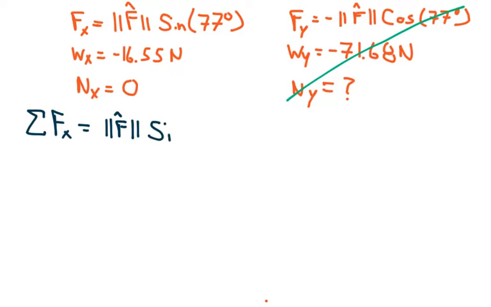times sine of 77 degrees, okay, plus the weight in the x direction, so plus negative 16.55. Now remember, I'm not using just negative 16.55. I'm using all the digits that showed up on my calculator, but it's plus a negative, so it's actually going to be subtracting. So minus 16.55 newtons, and then plus 0 for the normal force in the x direction, plus 0. And all of that is going to be equal to ma.